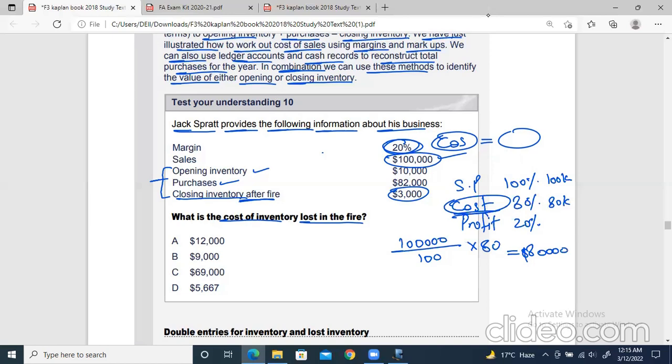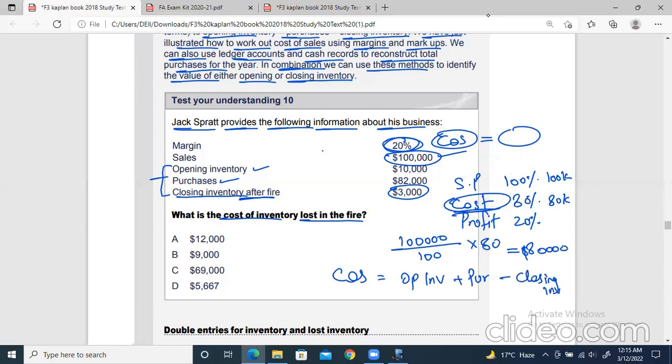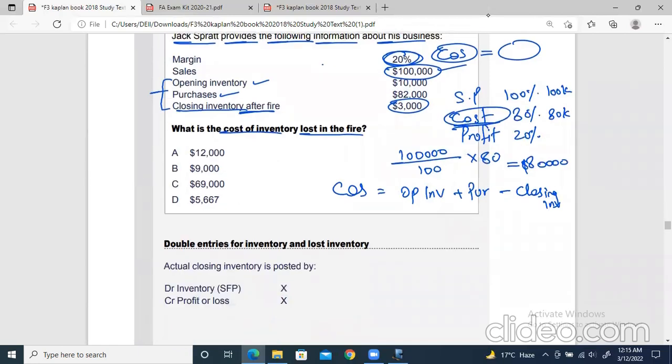Okay. Now, what is the formula for cost of sale? It is basically opening inventory plus purchases minus closing inventory, right? Opening inventory is given in the question. First, let's write the whole cost of sales. Cost of sale we just calculated is 80,000, which equals opening inventory, 10,000, plus purchases, 82,000, as written in the question. But we don't know the closing inventory. We have to find this figure in order to find the missing goods that were lost, right?